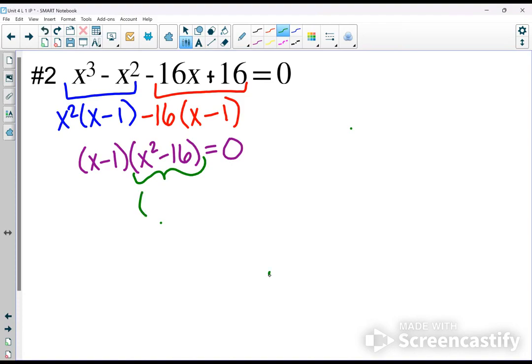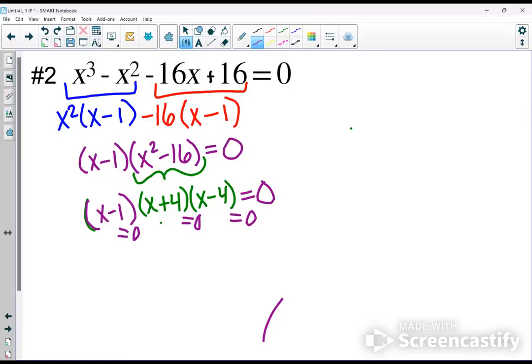So we would factor this into x plus 4 times x minus 4. Use the rest of the equation to finish solving. Set each of those equal to 0, resulting in x equals 1 and plus or minus 4.